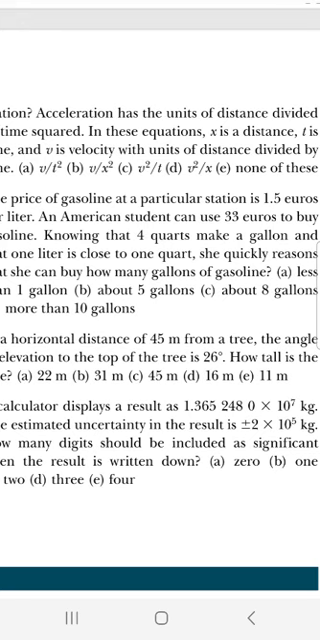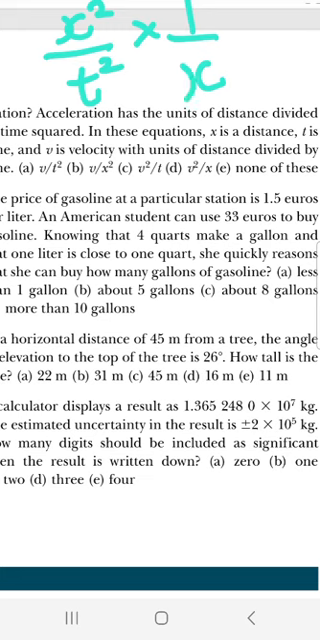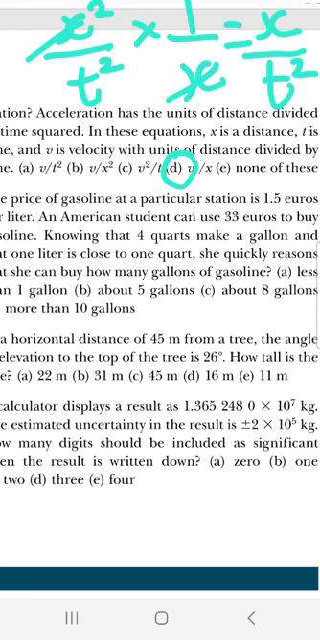Let's do the last option, option D. Again, v squared is x squared divided by t squared, and here it's divided by x, so it will be multiplied by 1 over x. This one will cancel, we have 1 here, so it will be x divided by t squared, which corresponds to acceleration. This is the first answer.